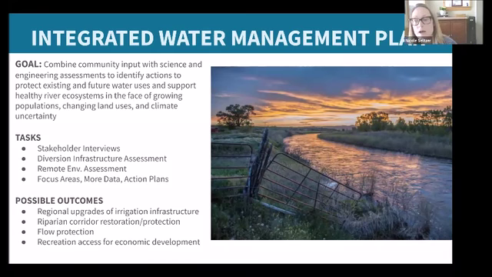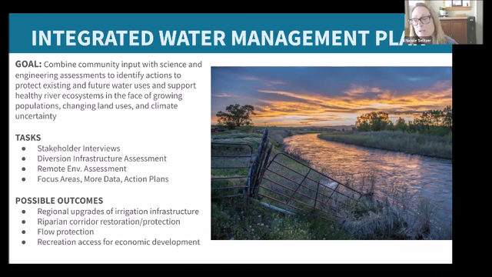The tasks for that project include doing a lot of stakeholder interviews and outreach. We did an assessment of the diversion infrastructure in the basin to understand its functionality and fish barriers and things like that. We're in the process of doing a remote environmental assessment where we're taking satellite data and aerial photography, and we're looking at things like channel complexity, riverside land use, floodplain connectivity. And then as we are analyzing all of that, we're looking at where we want to create focus areas and strategies, collect more data, and develop some action plans. So we are right in the middle of all of this work right now.